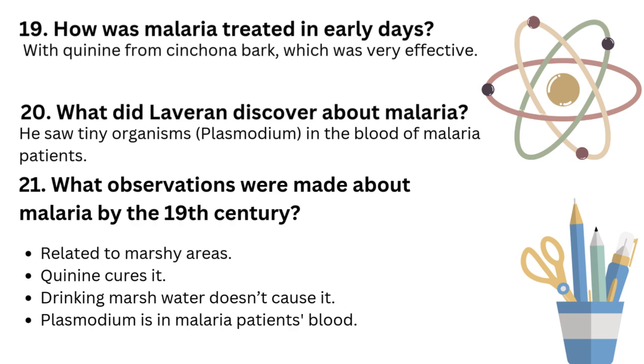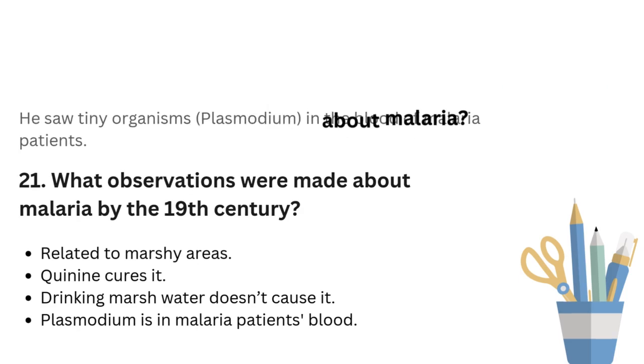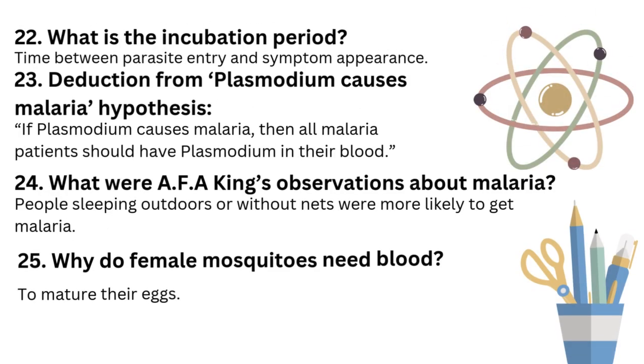What did Laveran discover about malaria? He saw tiny organisms, Plasmodium, in the blood of malaria patients. What observations were made about malaria by the 19th century? It was related to marshy areas. Quinine cures it. Drinking marsh water doesn't cause it. Plasmodium is in malaria patients' blood. What is the incubation period? The time between parasite entry and symptom appearance.